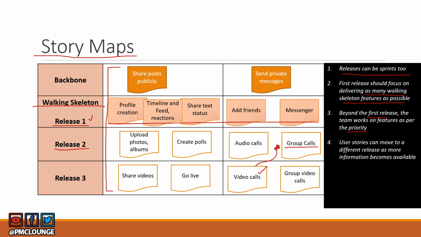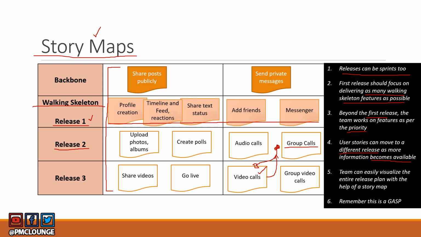And this is what we just talked about. User stories can move to a different release as more information becomes available. So when more information became available and we got to know that video calls are actually more important than group calls, that is why this feature could actually move to release 2. Finally, team can easily visualize the entire release plan with the help of a story map. This is the number one usage of story maps, of course.